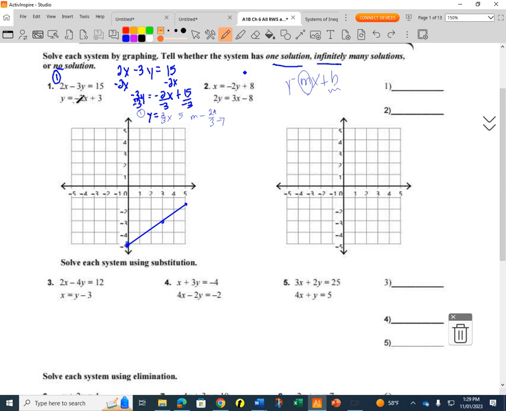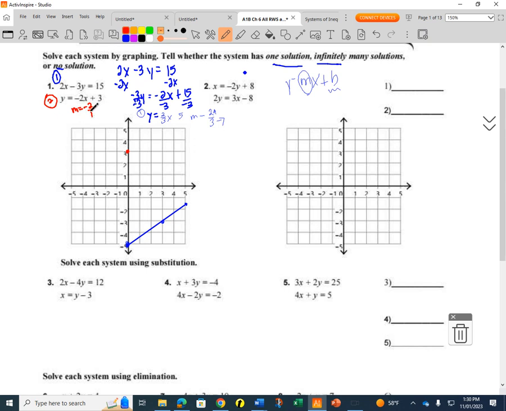Now this one's already solved for y. So what is the y-intercept for the second equation? Taj, do you know what's the y-intercept here? Beautiful, positive 3. So that's what we graphed first, up 3 on the y-axis. Can you tell me what the slope is, Faith? Perfect. Negative 2 over 1.